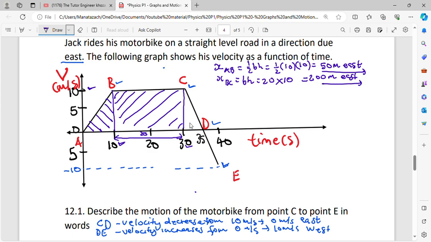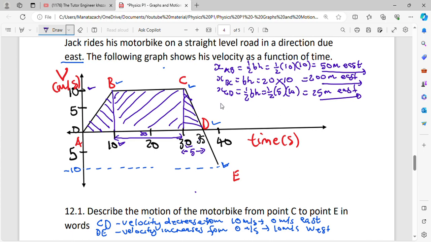And then between C and D, displacement between C and D is going to be the area under this triangle. The base between 30 and 32, that will be 5 seconds, right? So half base times height, half the base is 5 seconds, then the height is 10 meters per second. That would be 50 divided by 2, it will give us 25 meters east.